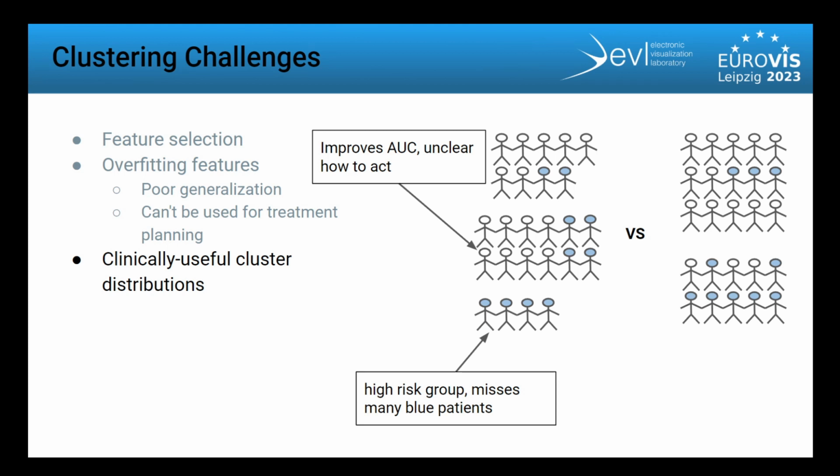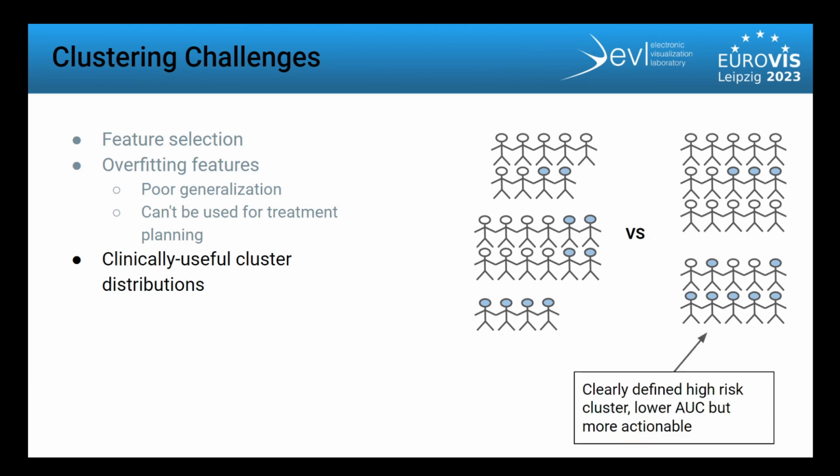For example, models with more clusters may perform better in terms of AUC or correlation with an outcome, but the additional clusters may not be useful for clinicians when deciding on treatment plans when they don't have a clear high-risk or low-risk group. In this case, it may be better to use a lower-performing set of clusters with a more useful distribution of patients that have a clearly defined high-risk group that receives treatment.